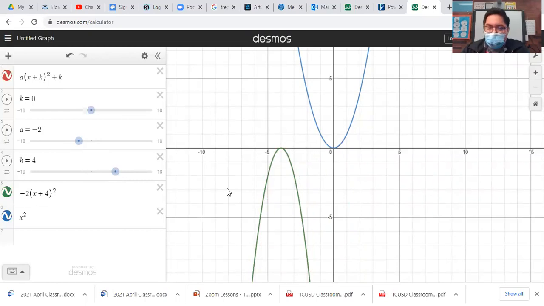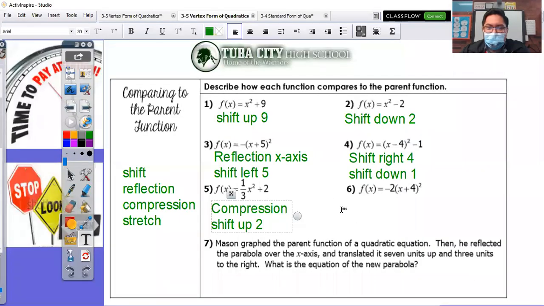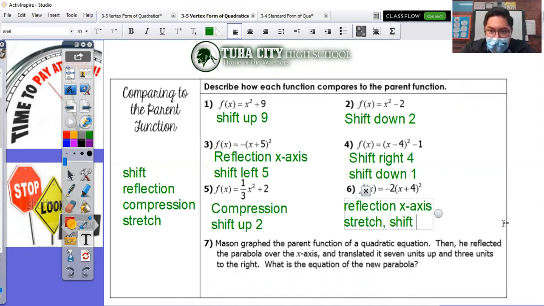So now we've seen what happened. We reflected it and then we shifted it over. We shifted it left. But again, be careful. That H value is tricky because again, it's opposite the way you would think it would move. So reflection on the x-axis, and then we also had a stretch and then shift left 4. So those are the 3 things that happen.